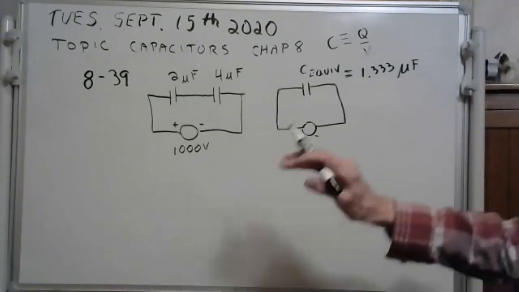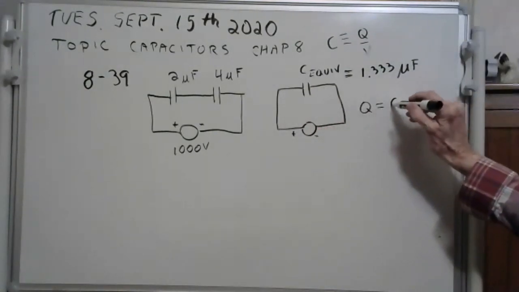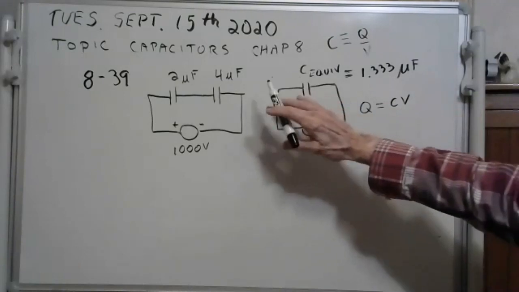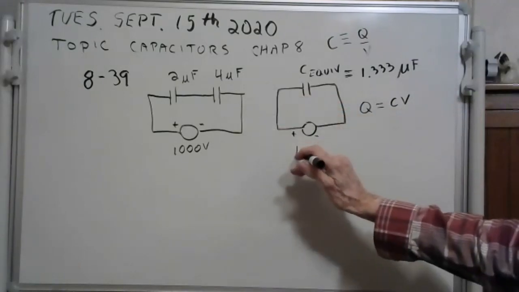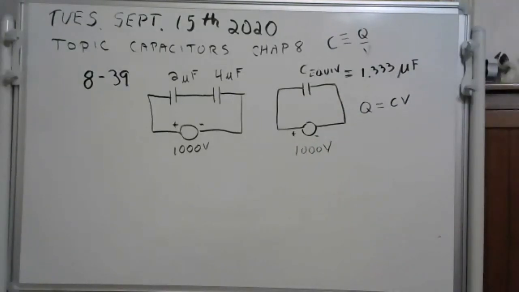Okay, well, good. Now we can get the charge. See, the charge is equal to CV, so we can get the charge. Now remember, this is 1,000 volts. Hey, I can do that in my head. So what's the charge?